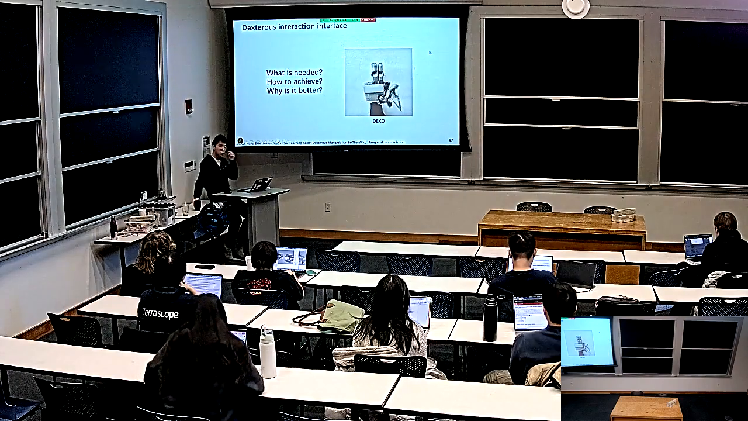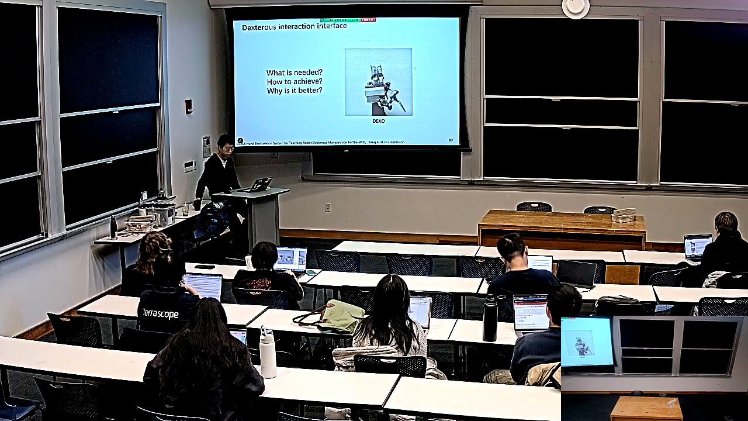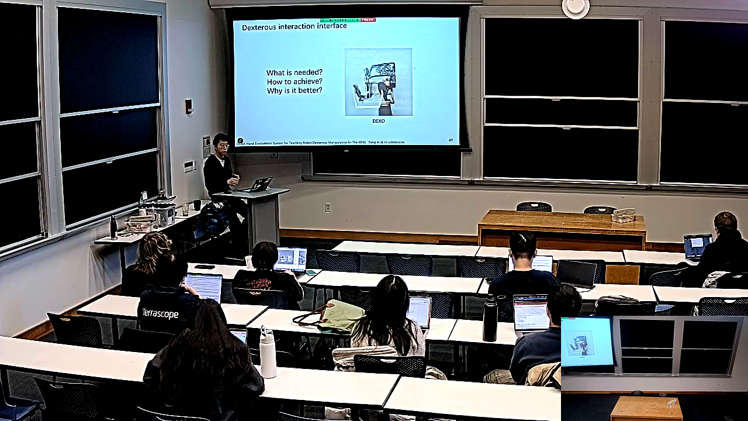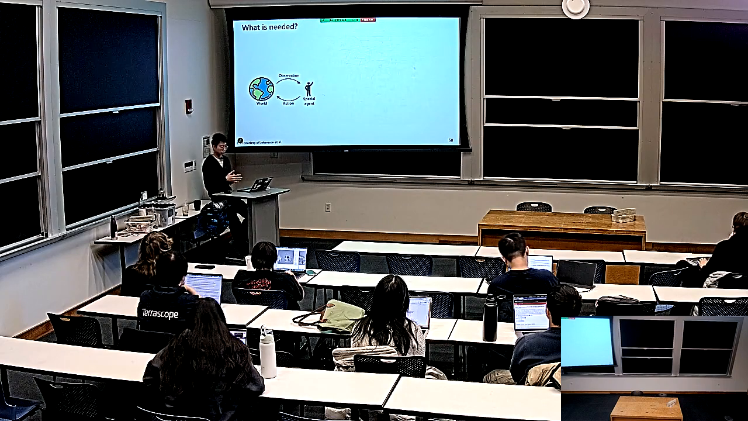So now let's delve into the details. In terms of this kind of interaction interface, what is needed and how are we going to achieve that? And why is the interaction interface a better option than teleoperation? In order to collect data, as we mentioned, we need observation data and we need action data.